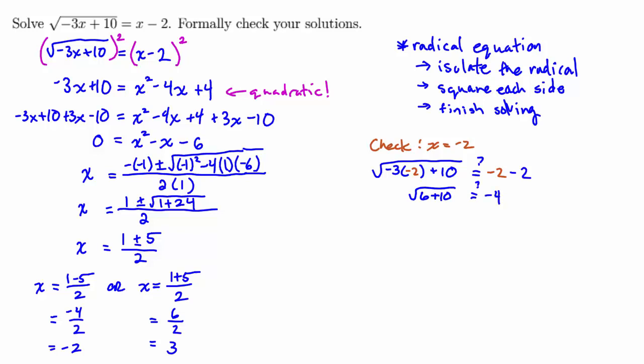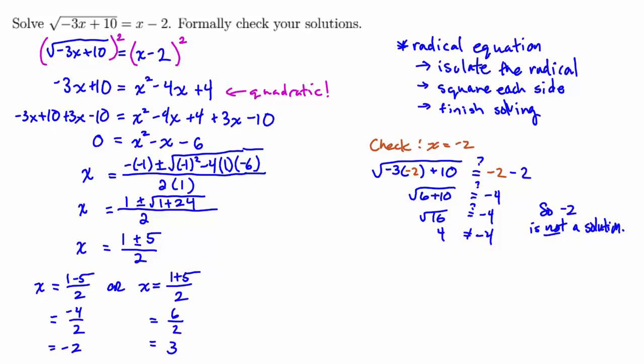Now at this point I should be a little suspicious. The principal square root or the positive square root will never be negative, so I'm going to continue simplifying and I'll see what happens. The square root of 6 plus 10 is the square root of 16, so I'm checking is that equal to -4, and the square root of 16 is +4, so that is not equal to -4. What that tells me then is that -2 is not a solution. It's what's called a false solution or an extraneous solution.